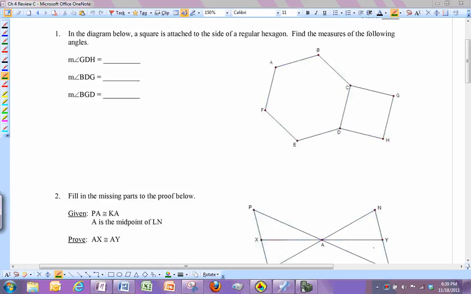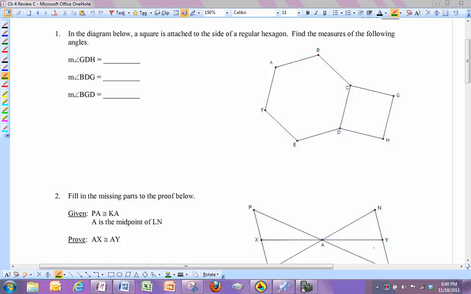Okay, so now we're doing chapter 4, review C number 1. In this problem, it's similar to a homework problem we did a while back, where you've got this shape, a regular shape, attached to another regular shape. In this case, it's a hexagon and a square, and then there's some angles you have to figure out.